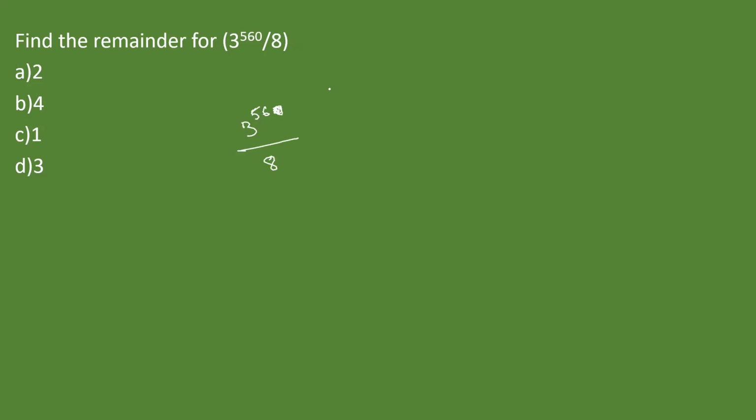In my last class itself, we clearly learned that whenever we have these types of questions, we will try to write the difference between numerator and denominator as 1. Then it becomes easy for us to calculate it. For this, we have 3 power 560 by 8. How can we write the difference between numerator and denominator as 1? Check which power of 3 is nearer to 8.